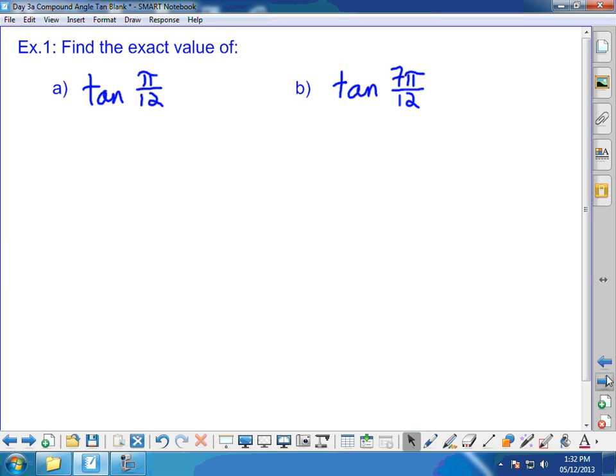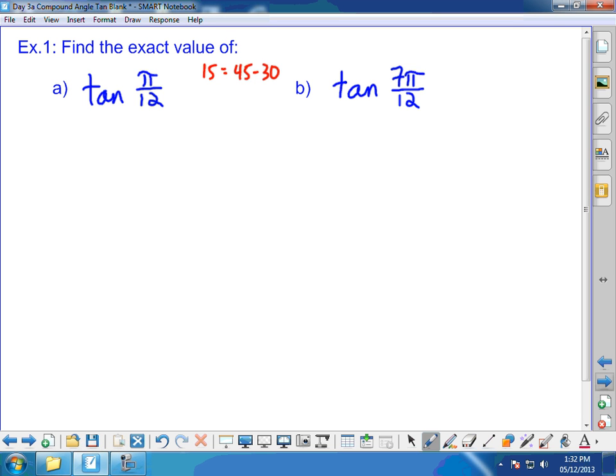So we're going to do the exact value of tan pi over 12 and try and figure out the exact value. So our strategy will be exactly the same as yesterday, just when we go to substitute, we'll be using the tan formula. So it's a good chance to practice what you learned yesterday. So let's think about this. And remember, pi over 12 is 15 degrees. So we're going to change it to a compound angle of 45 minus 30.